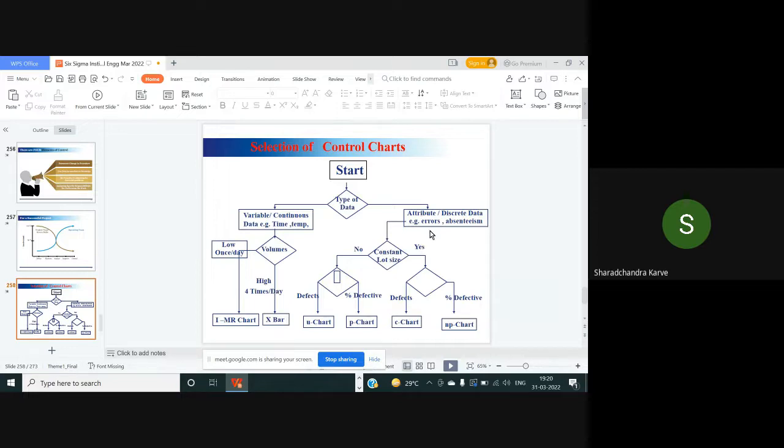If it is attribute data with a constant sample size or non-constant sample size, if the sample size is not constant, then it looks at whether it talks about the defects or defectives. If it talks about the defects, it is a U chart. If it talks about the percentage defective, probably it is a P chart. And if it is a constant lot size, then if it is defects, it is a C chart, or percentage defective, it is then an NP chart. So there are various charts which are used to monitor the process in a control phase. The idea is to understand whether the process is in control or not. So it depends on the type of data in a CTQ.